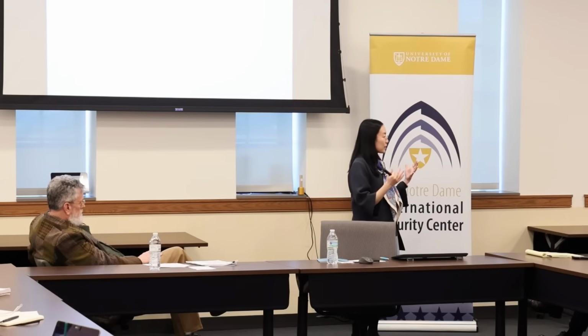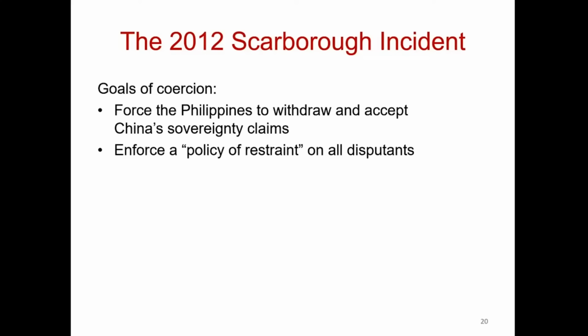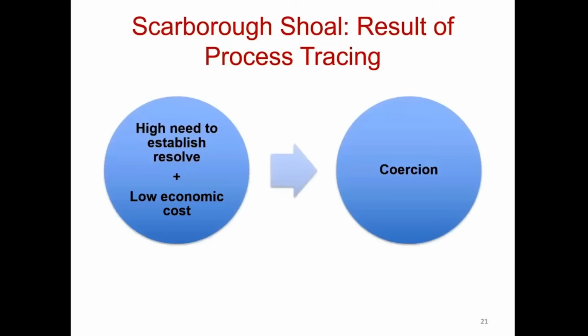Directly, it wants to force the Philippines to withdraw, but more broadly, it also wants to enforce a policy of restraint on all South China Sea disputes. So through process tracing, I was able to show that the need to establish resolve was high in this case, but the economic cost of coercion on the Philippines was low, and therefore China used coercion.